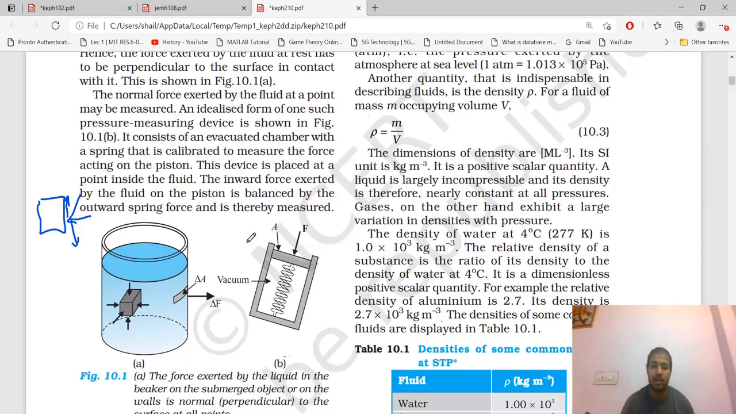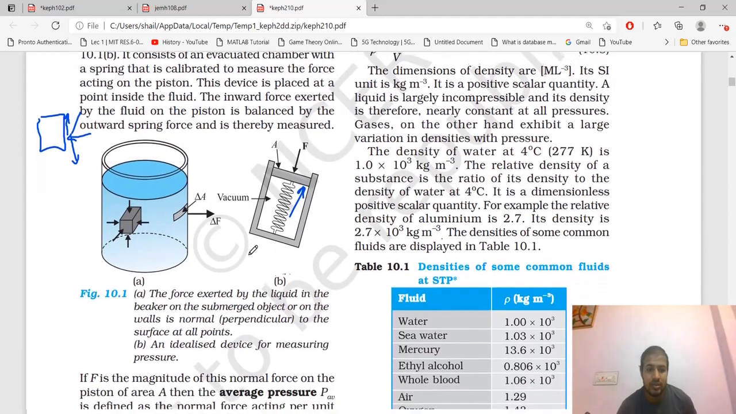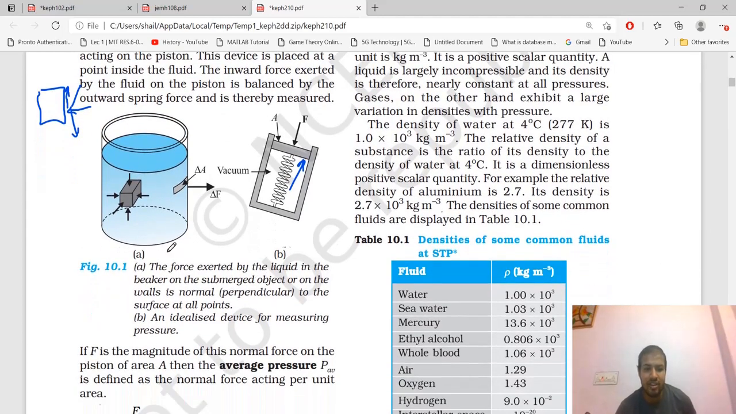measured. Like if we put it inside any liquid, the force that will apply is perpendicular to the surface, and as a result the spring will also apply a force, and the point at which it is balanced is the amount of force that it can compensate. As we know the area, we can calculate the pressure using it. The force exerted by liquid in the beaker, this is the diagram of the first case, and this is the idealized device for measuring pressure.